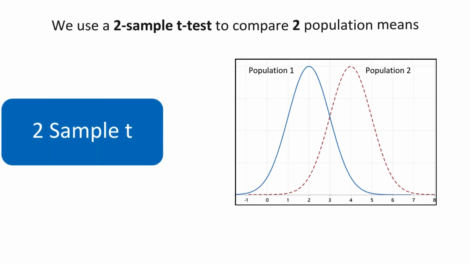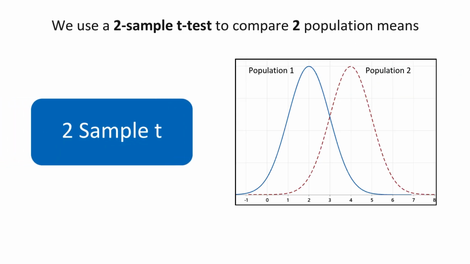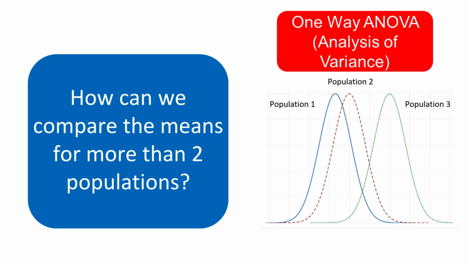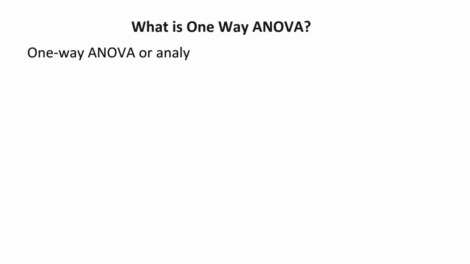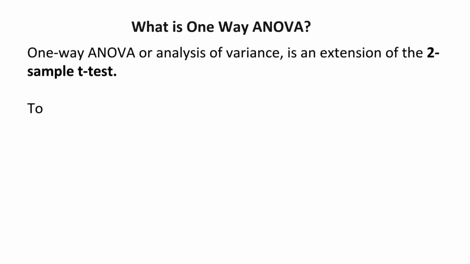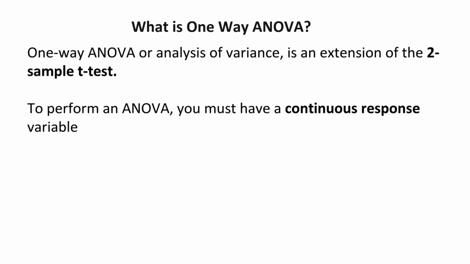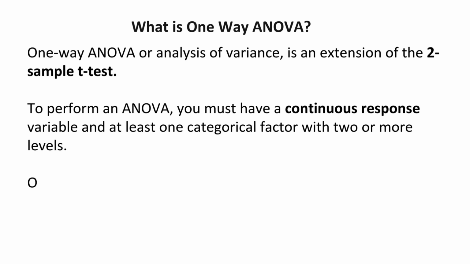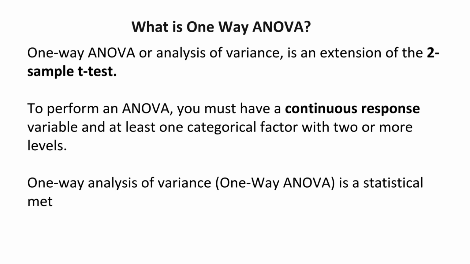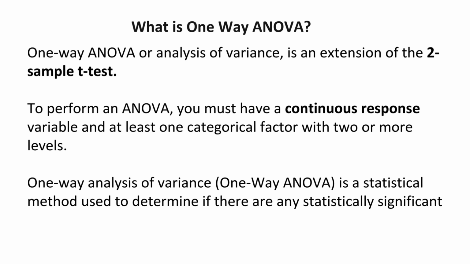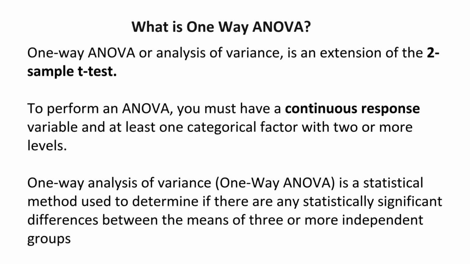The two-sample t-test is used to compare the means of two different populations. How can we compare the means for more than two populations? We use ANOVA, analysis of variance. Analysis of variance is an extension of the two-sample t-test. To perform an analysis of variance, you must have a continuous response variable and at least one categorical factor with two or more levels. One-way analysis of variance is a statistical method used to determine if there are any statistically significant differences between the means of 3 or more independent groups.